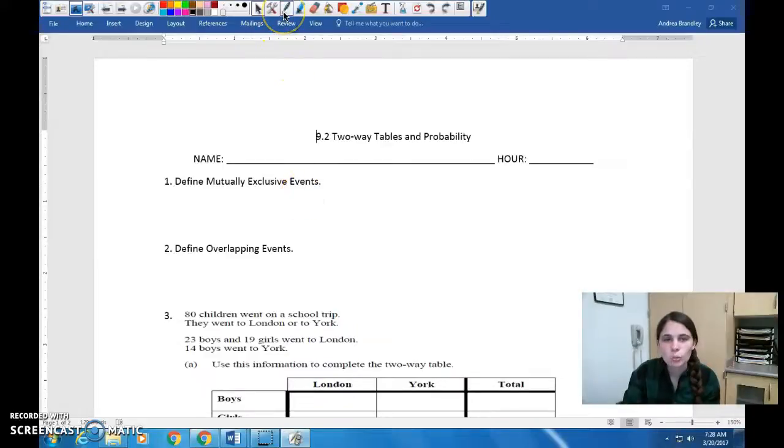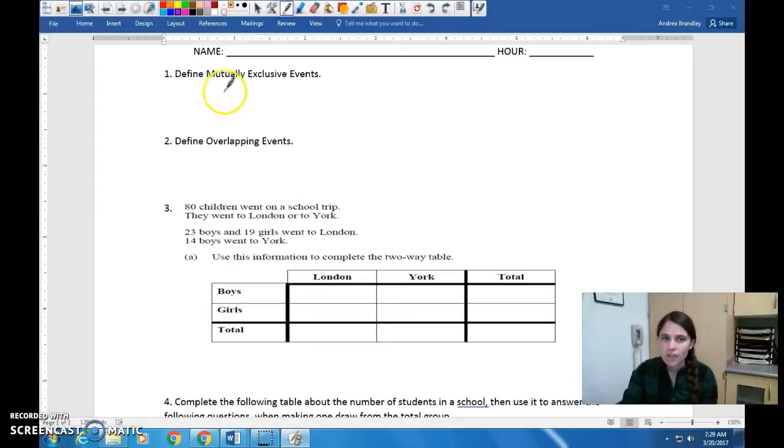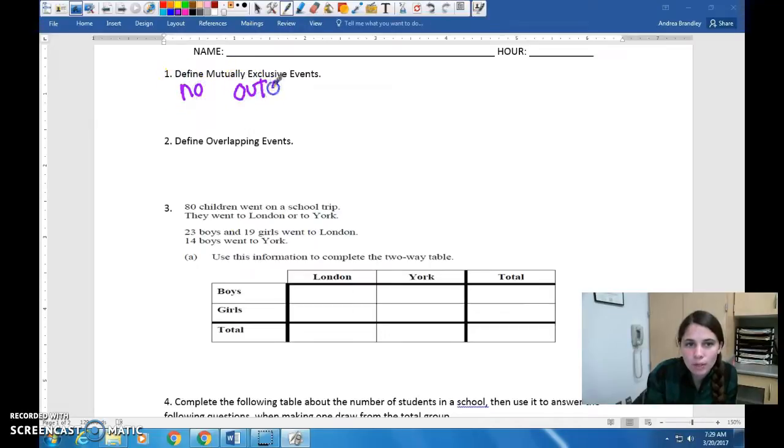Alright, so in this video we're talking about two-way tables and conditional probability. Starting with two-way tables, there's a couple of definitions that we need to be aware of. The first is mutually exclusive events. Mutually exclusive events mean that the events have no outcomes in common. Or another way to word this is they can't happen at the same time.